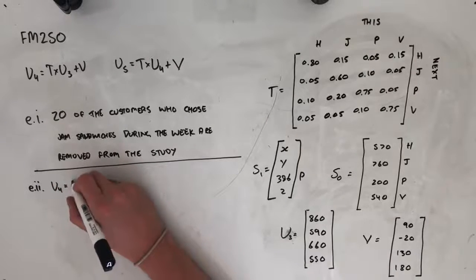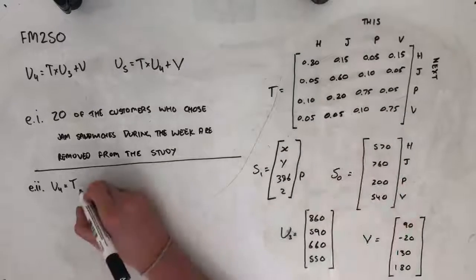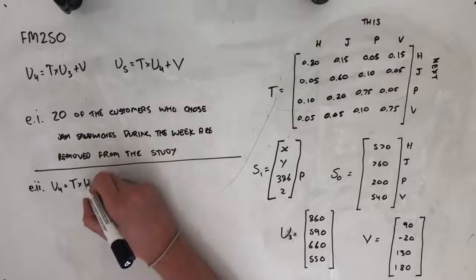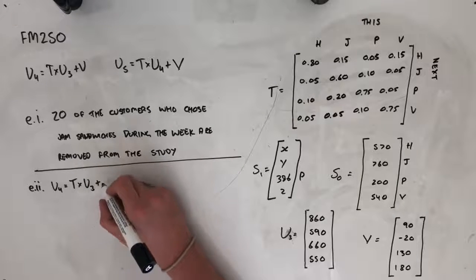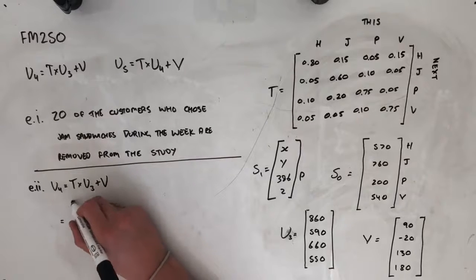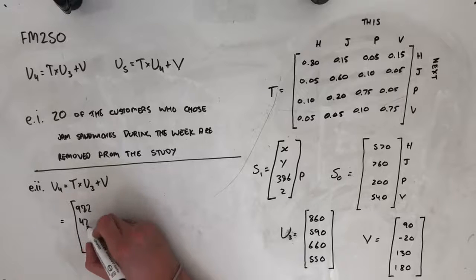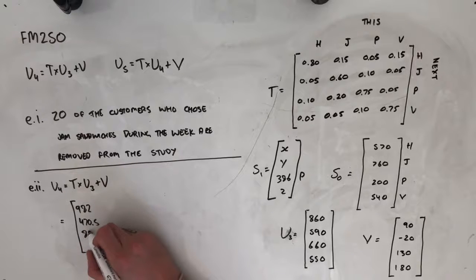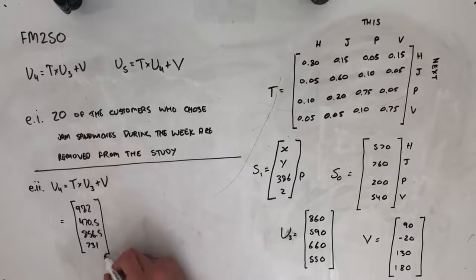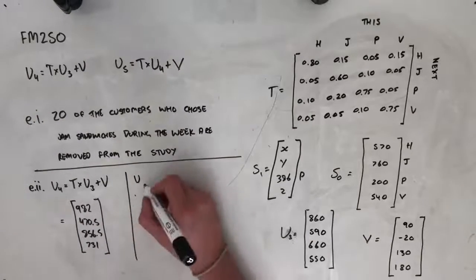So U4 is going to just be our transition matrix, exactly like we're told. Our transition matrix multiplied by U3 and then adding matrix V. Plugging this into your calculator should give you a matrix that looks like this: 982, 470.5, 856.5 and 731. And now that we have a value for U4, we can have a look at calculating U5.